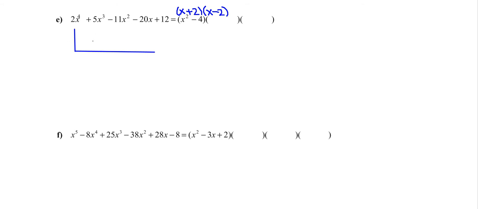When you take out x minus 2 from the bracket, it becomes x equals 2. So starting with 2, we're going to set it up on top. So we have a 2, 5, negative 11, negative 20, and 12. Make our line a bit longer.